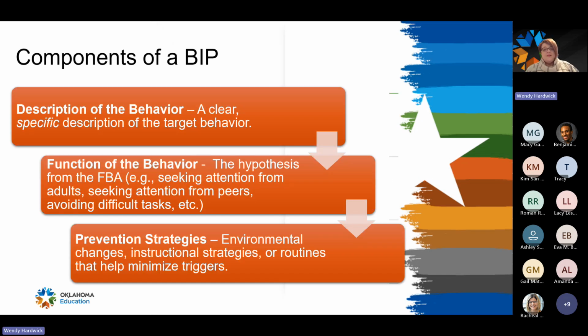So a good BIP starts with a clear behavior description. It identifies the function from the hypothesis developed in the FBA, and it includes proactive prevention strategies. These strategies aren't just about managing behavior, they're about changing environments and building skills. As a side note, we know that a lot of behavior comes from skill deficits. So we're building those skills into the behavior, and that's addressed in the behavior intervention plan.